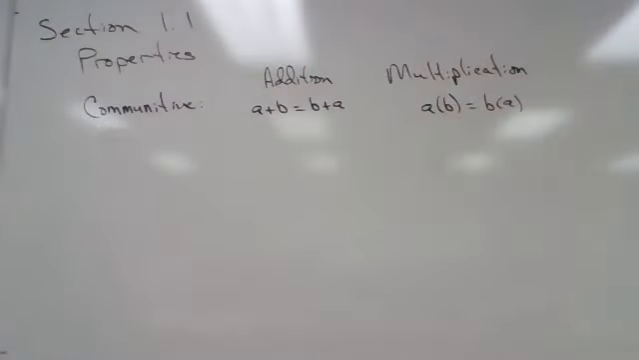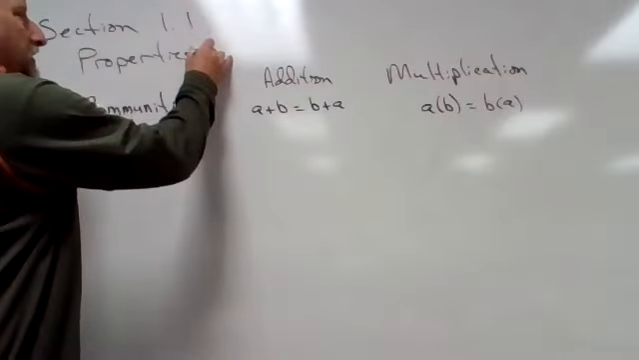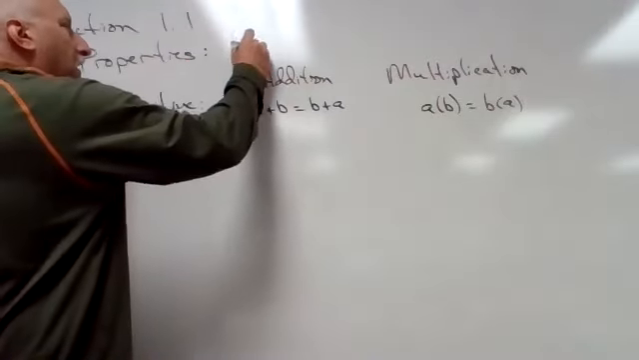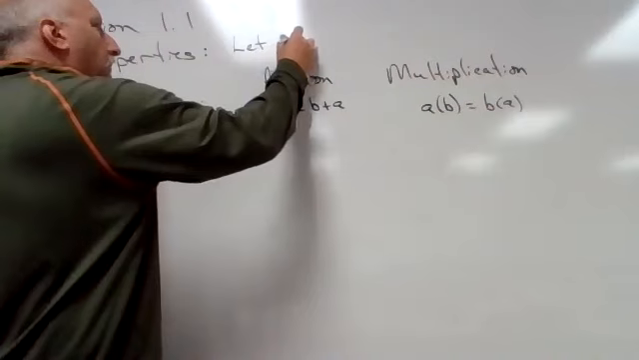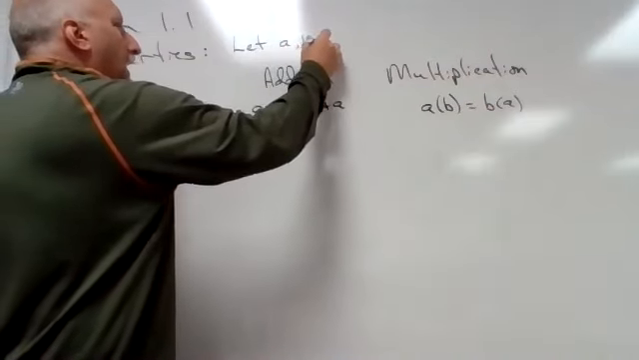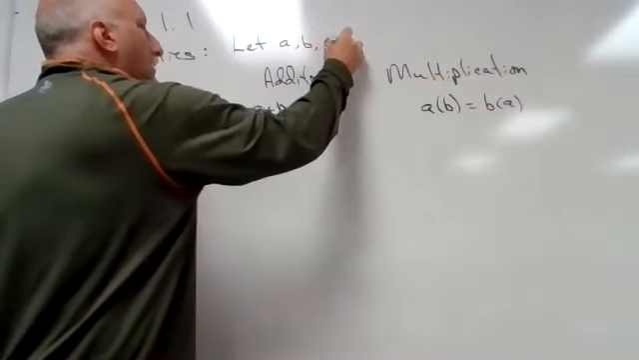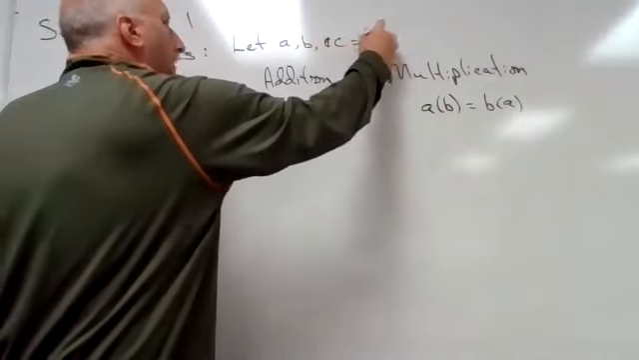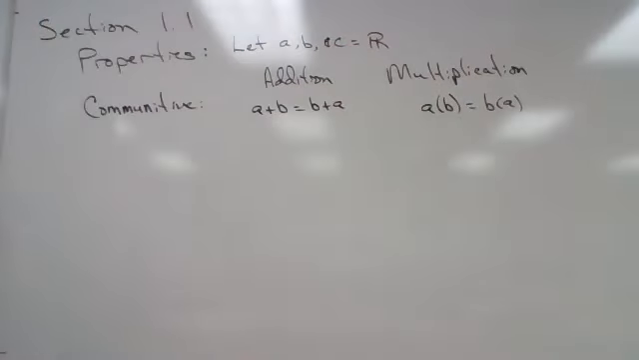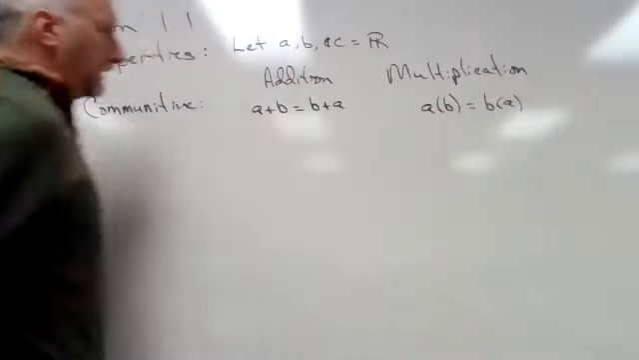2 times 3 is the same as 3 times 2. The order doesn't matter. I should have started this off by saying we are going to begin with letters or numbers A, B, and C. We're going to consider them to be real numbers, all right? So we're talking about any real numbers that you can add or multiply together here.